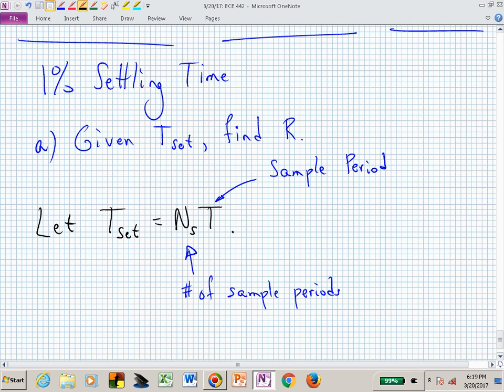If we have this relationship between T settle and T, you could also think of this in terms of N sub S. If somebody says the settling time is 2 seconds and your sample period is some value, you could determine how many sample periods it's going to be to have that 1% settling time. Or we just solve T settle equals N sub S times T for N sub S, and we now have T settle divided by T.